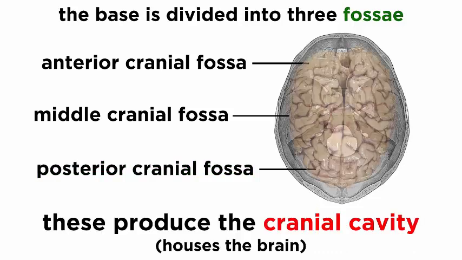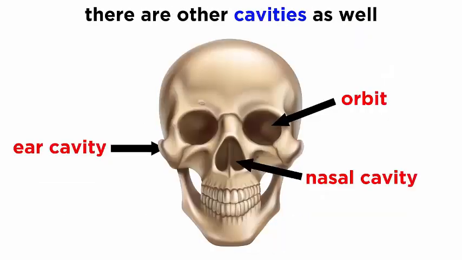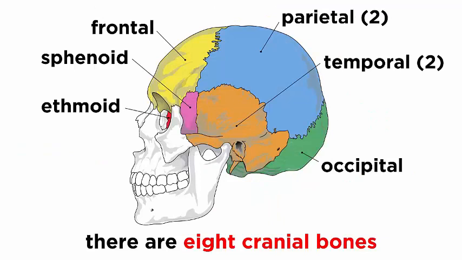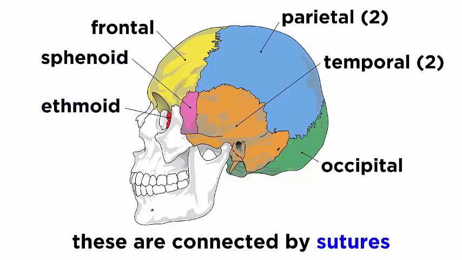Together, these produce the cranial cavity, where the brain sits. There are also ear cavities and nasal cavities, as well as orbits, which house the eyes. Altogether, there are 8 cranial bones. There is the frontal bone, 2 large parietal bones, the occipital bone, 2 temporal bones, the sphenoid bone, and the ethmoid bone. The cranial bones are connected, as we said, by sutures, and those have specific names as well.